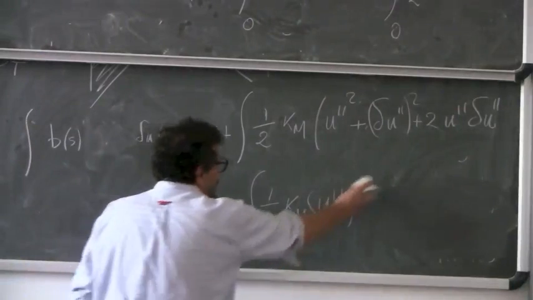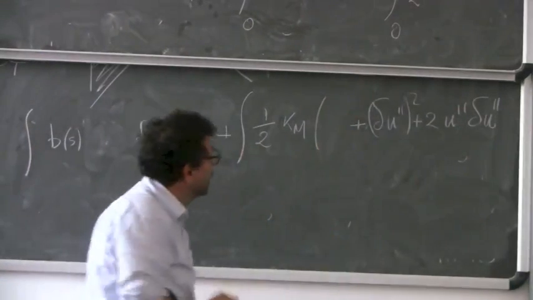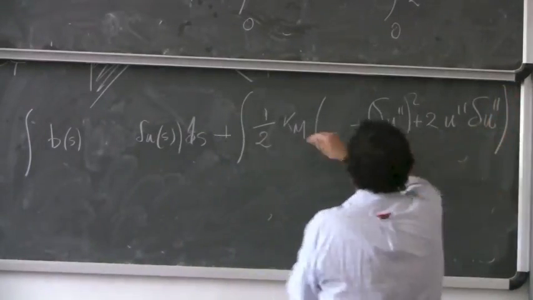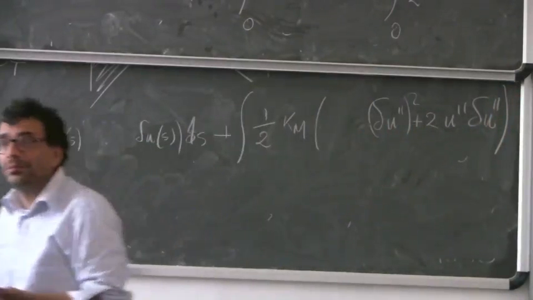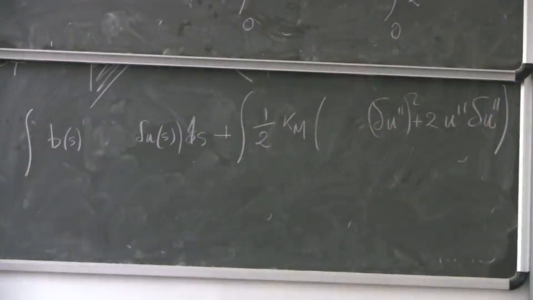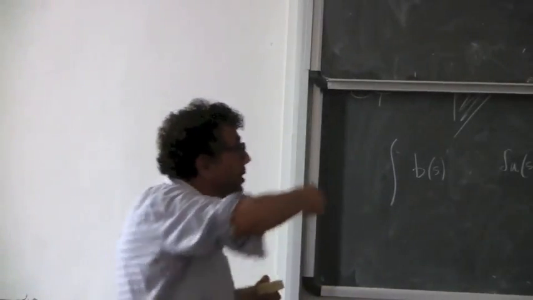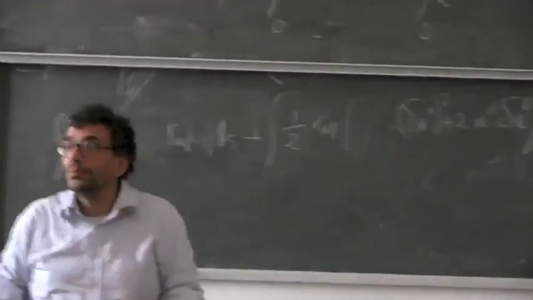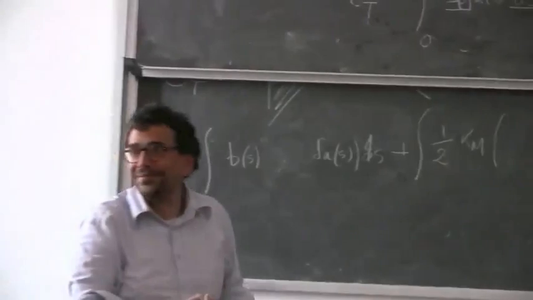So, this goes away with that. You have this bracket. Delta u second squared is an infinitesimal of higher order. It is the square of something very small. It is a remainder. Okay?